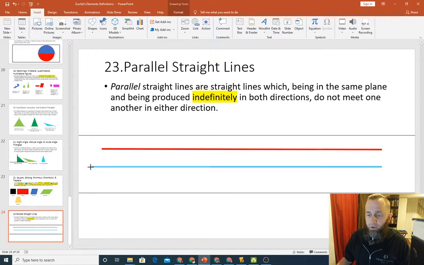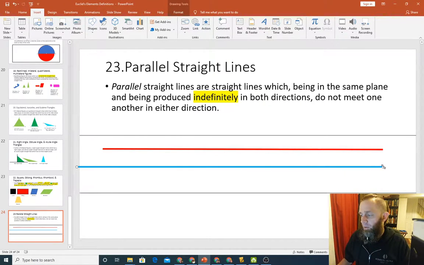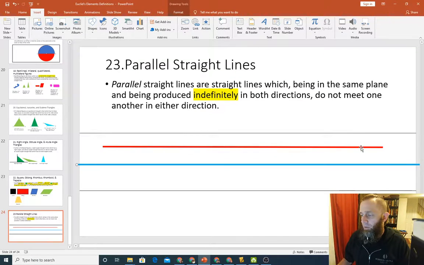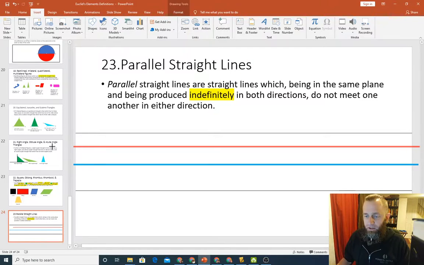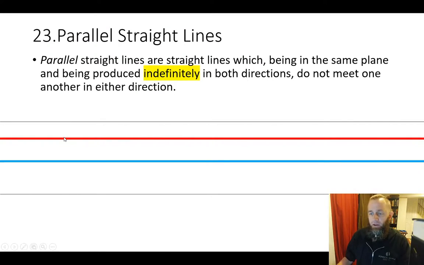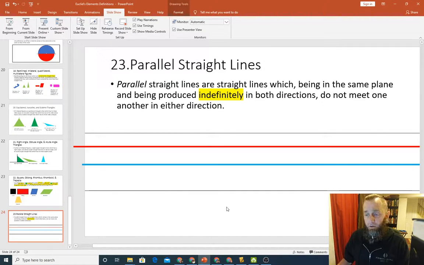So now if we produce it infinitely in this direction, and we produce this one infinitely in this direction, and we produce this one infinitely in this direction, and we produce this one infinitely in this direction, look, they never meet. That'll be clearer if I go from here, and there we go. There they are, not meeting, and therefore they are, according to Euclid's definition 23, parallel straight lines.